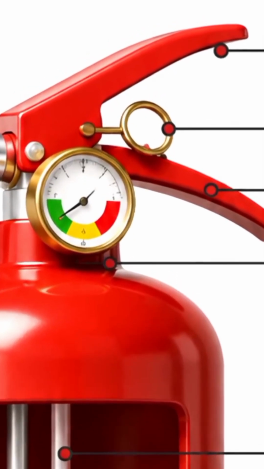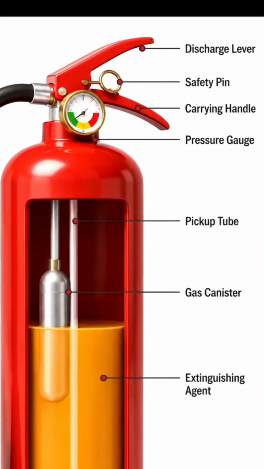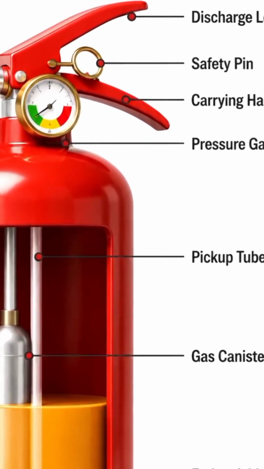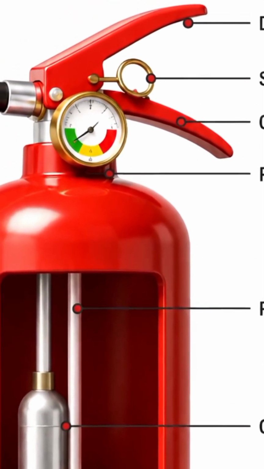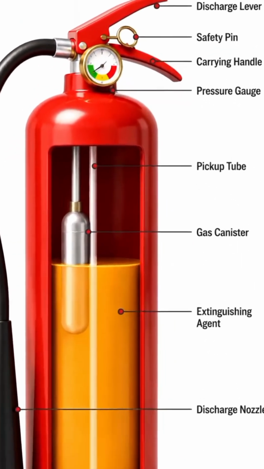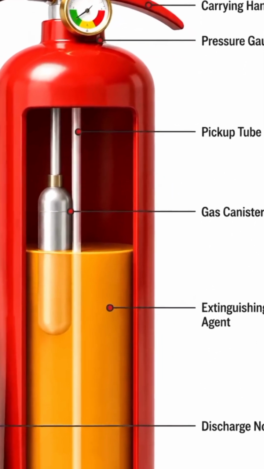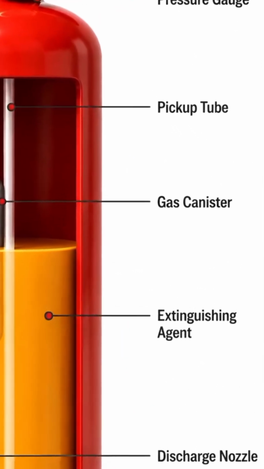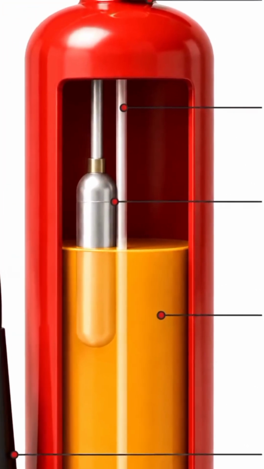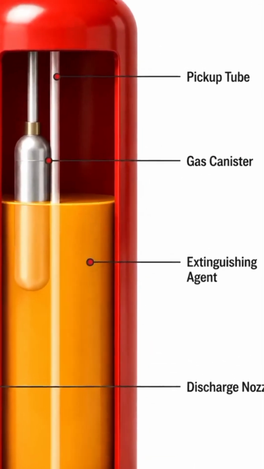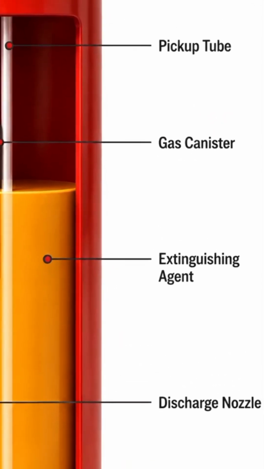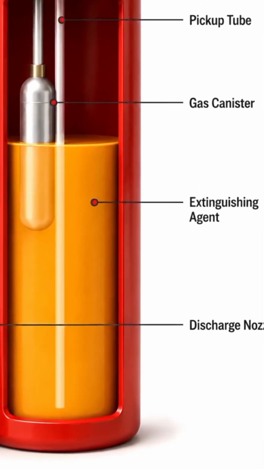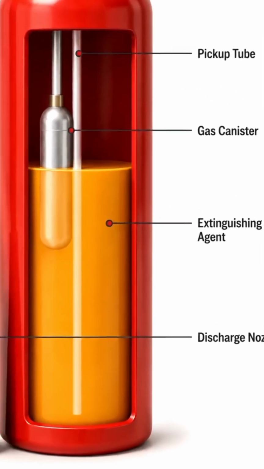Looking closely at the internal anatomy presented in the image, we can identify several core components that make the system function. The outer shell is a heavy-duty steel or aluminum cylinder designed to withstand high internal pressure. Inside this cylinder, there are two distinct zones. The lower section contains the extinguishing agent, which appears represented by the large yellow block at the bottom, symbolizing dry chemical powder, foam, water, or clean agents depending on the specific class of the extinguisher.